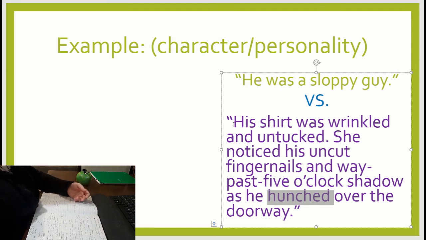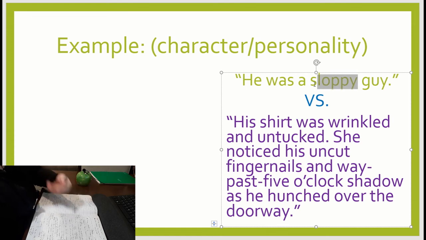Now, his physical appearance. So his shirt was wrinkled, it was untucked, he didn't cut his fingernails, he had a way past 5 o'clock shadow to suggest that maybe he was either sloppy or, you know, that's obviously a stereotype here. This is more talking about what are you trying to portray? It's all about the context.